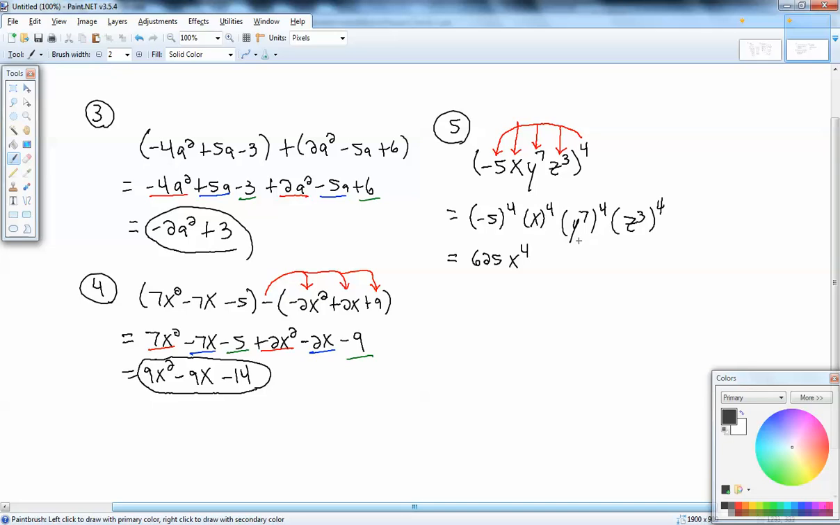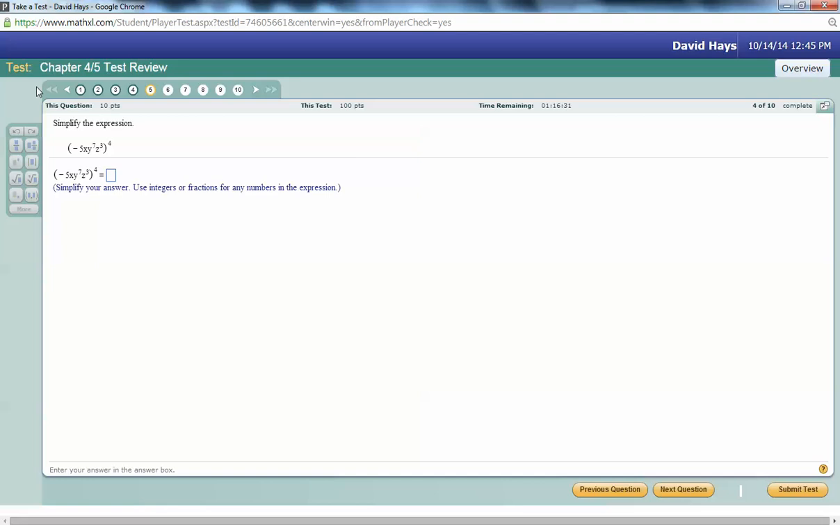X to the 4th power is just x to the 4th. Now, y to the 7th raised to the 4th power. Remember, when you're raising one exponent to another exponent, you multiply them together. 7 times 4 is 28. And over here, 3 times 4 is 12. And that would be our answer. Okay, so I got 625, x to the 4th, y to the 28th, z to the 12th. Let's see if that's right. Okay, yeah, I guess I typed it in correctly. And next question.